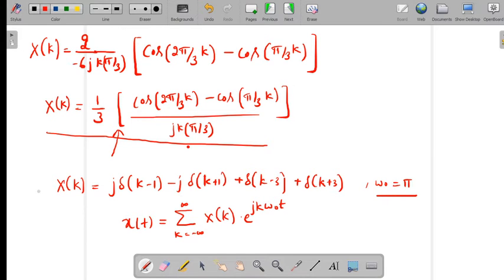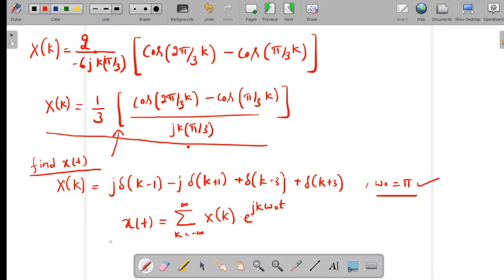So this is the problem which is given. You have to find x of t, whose FS coefficients are given by x of k, which is equal to j into del of k minus 1 minus j into del of k plus 1 plus del of k minus 3 plus del of k plus 3, and omega naught is given, which is equal to pi. So now you have to find out the signal x of t.